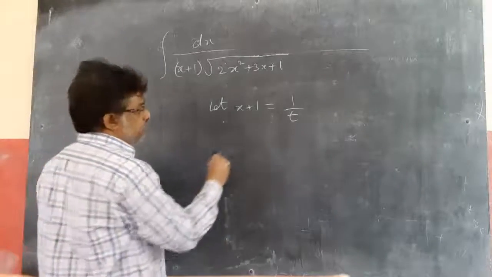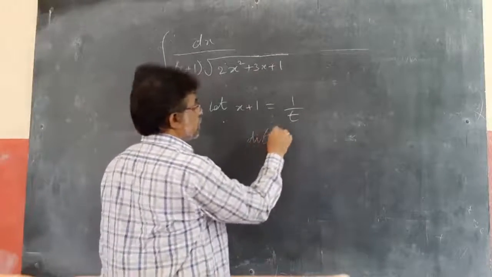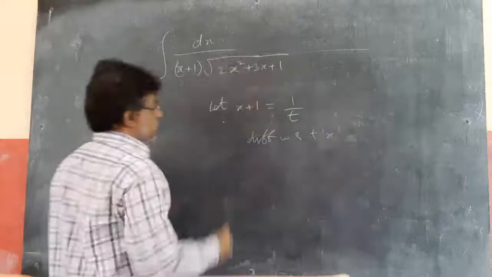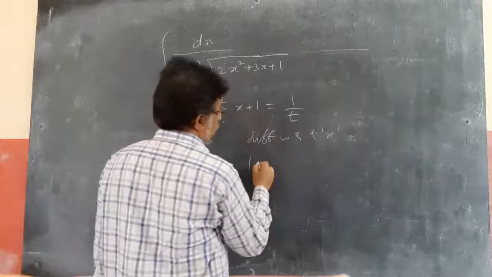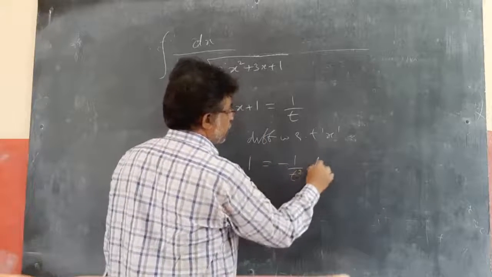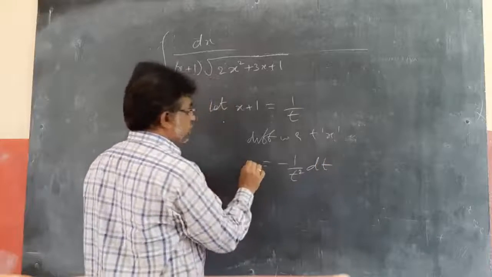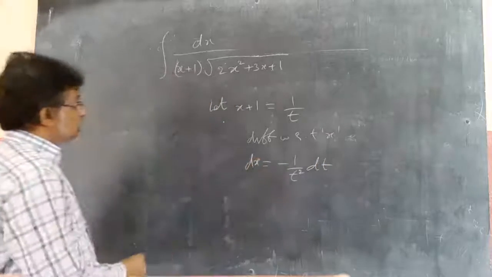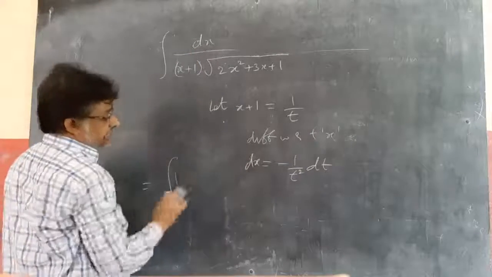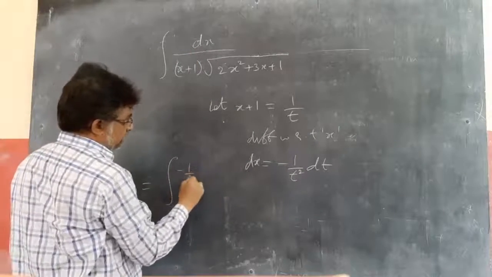So what happens? Differentiate this with respect to x. Derivative of x is 1. Derivative of 1 by t is minus 1 by t square into dt by dx. So dx to this side. So what happens to the given expression? Instead of dx, I can write minus 1 by t square dt.